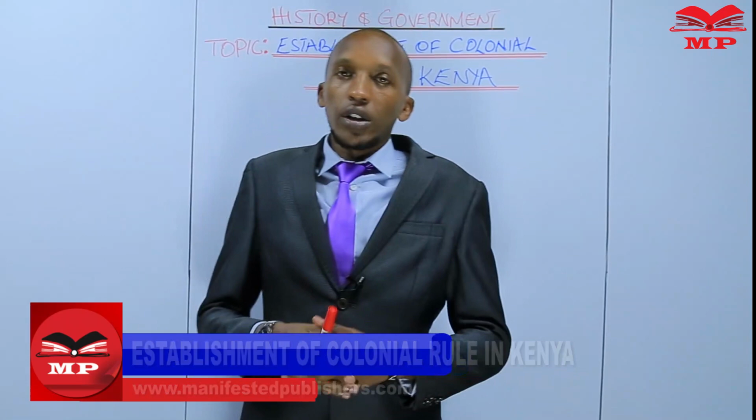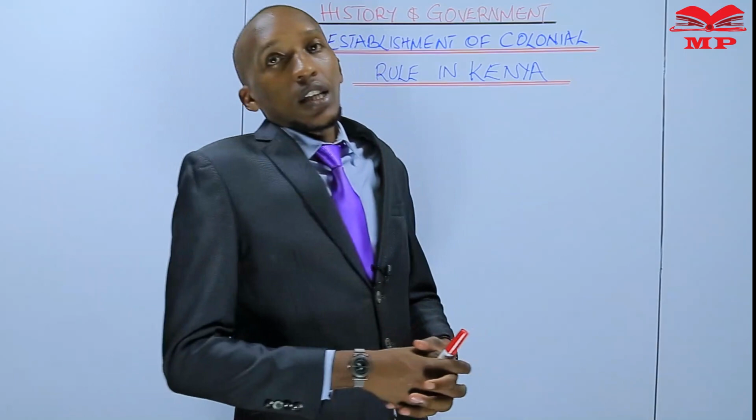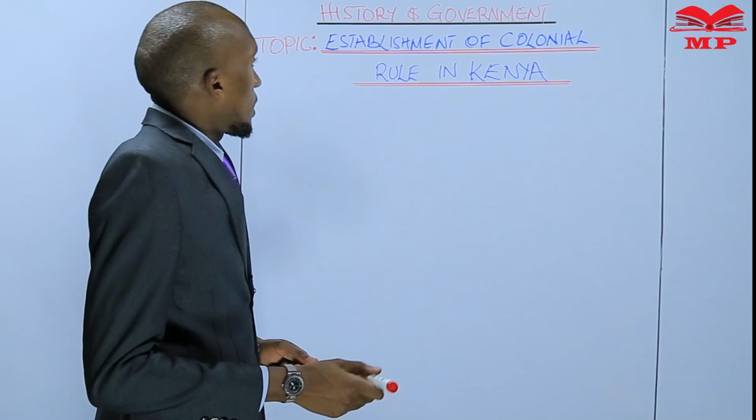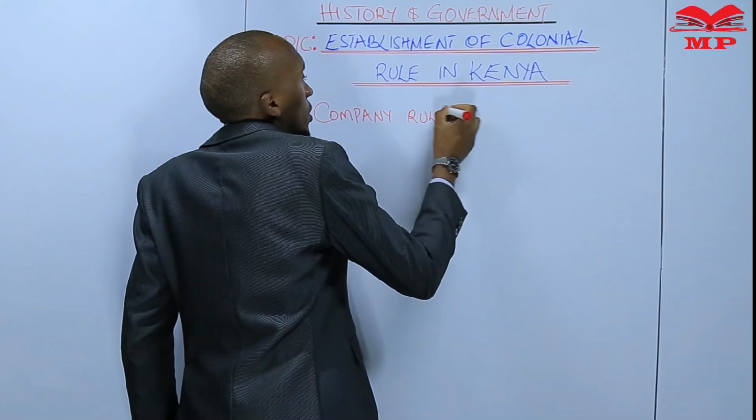It's a Form 3 topic that we are going to be tackling in our today's lesson, that is establishment of colonial rule in Kenya. That is the topic that we have been handling. And in our today's lesson, we are going to be studying the company rule in Kenya.